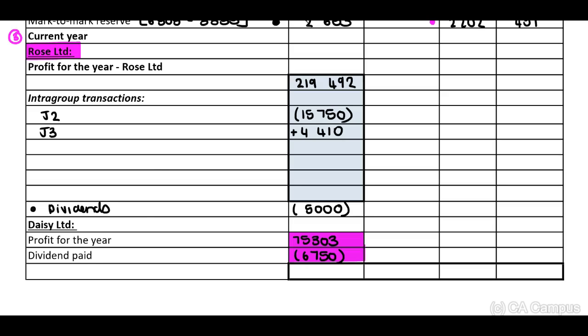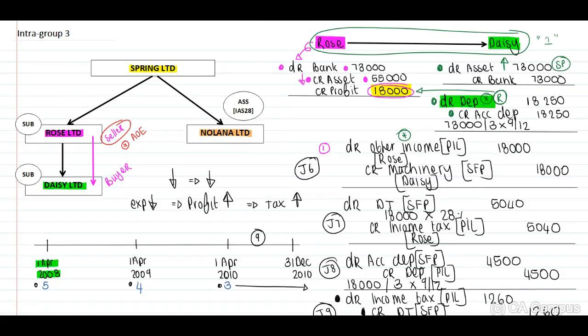Now let's move on to our journal number 3. Okay, so when you look at this, guys, important. Rose sold to Daisy. Okay? Therefore, in the records of Rose, journal number 6, we need to identify that we need to take out the other income, 18,000. Therefore, we need to transfer this to our analysis of owner's equity, and we need to remember our tax, journal number 7.